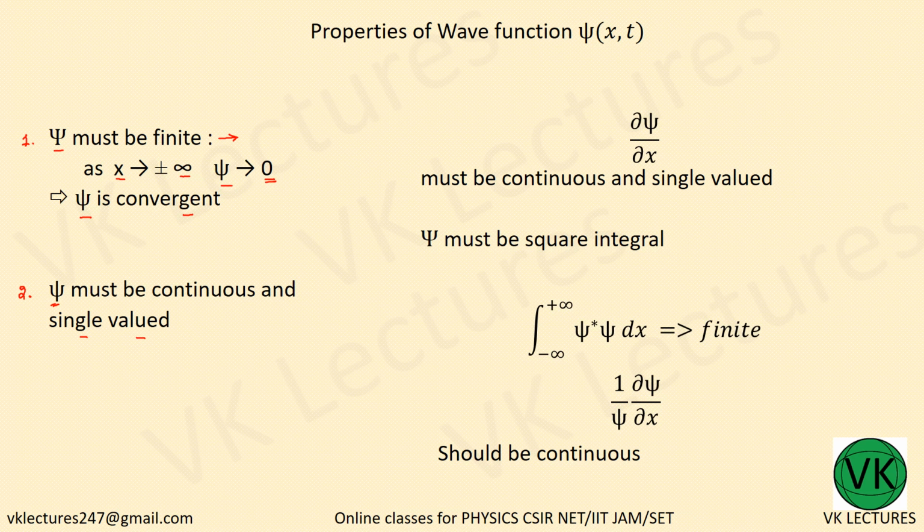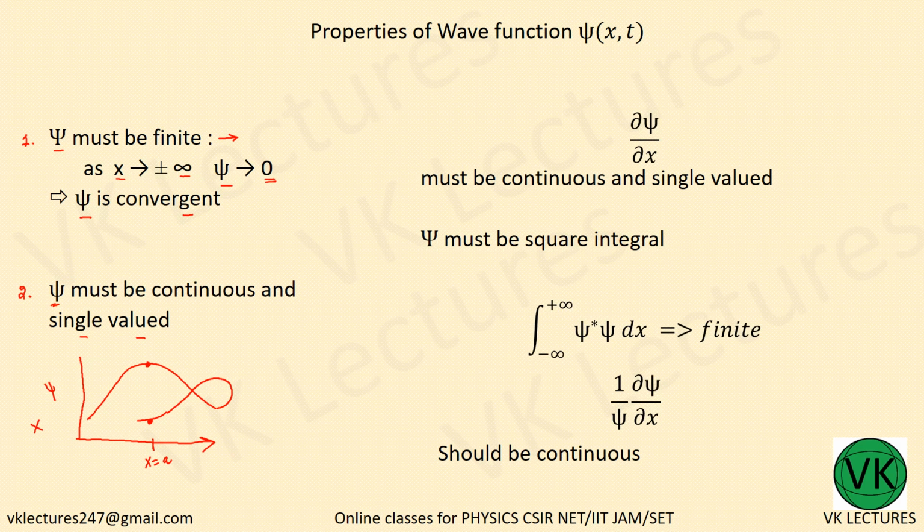That means the wave function should be a smooth curve, and it cannot be something like this going and coming back. If it is like this, then at this particular point x equal to a, you have two values or two probabilities. At this particular point you have two values of wave function psi, which is not possible. So psi must be continuous and also single valued.